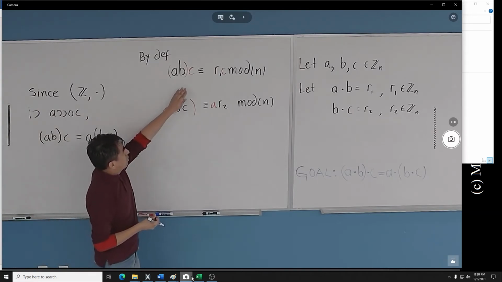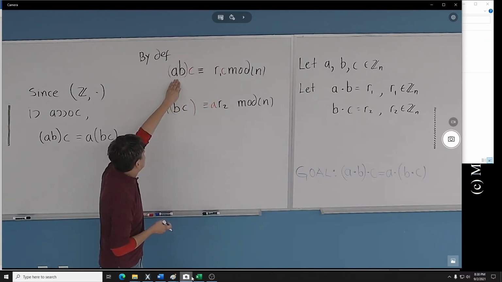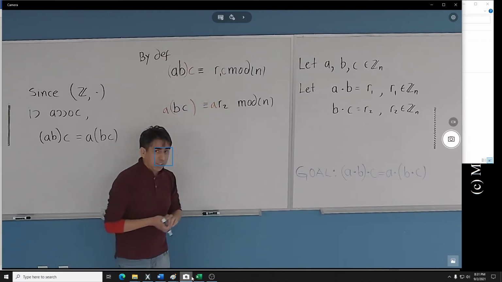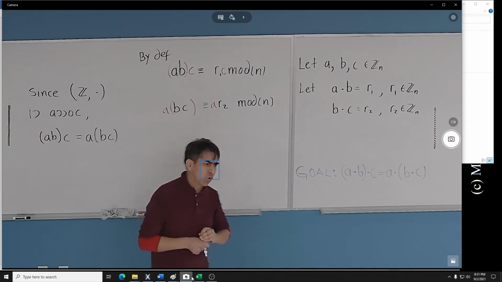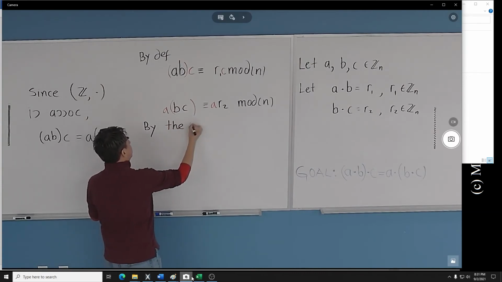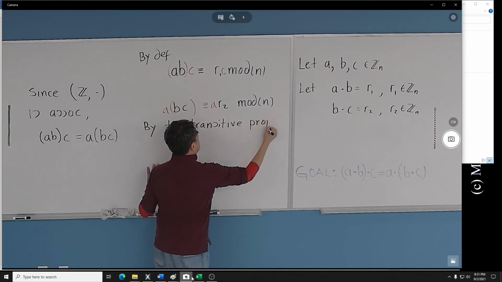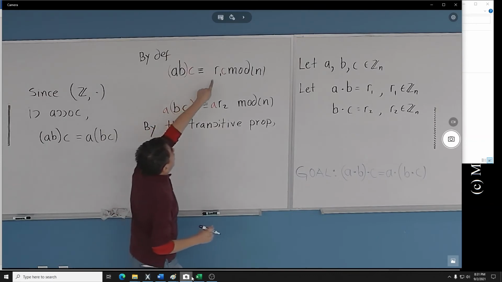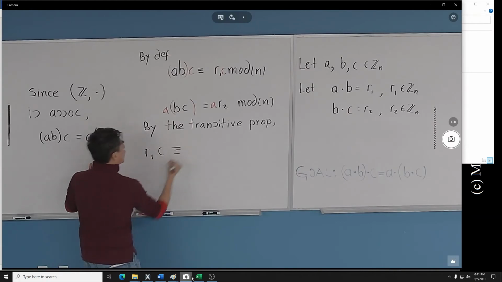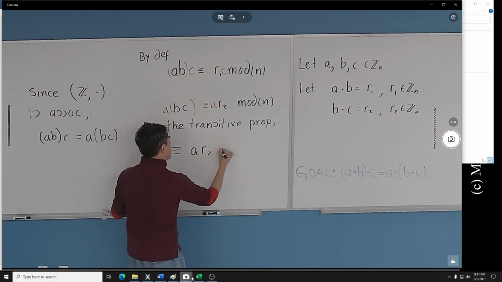So now observe, P is congruent to Q. Q is congruent to T. Therefore, P is congruent to T. This is the transitive property of congruence. So by the transitive property, R1C is congruent to AR2 modulo n.